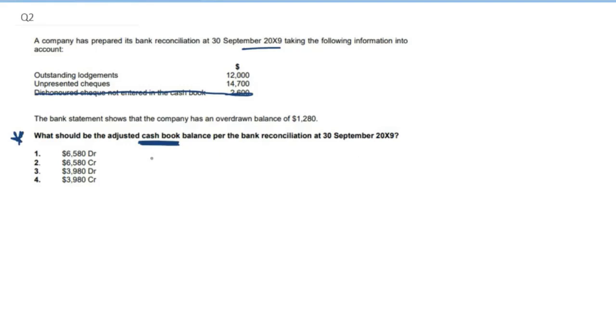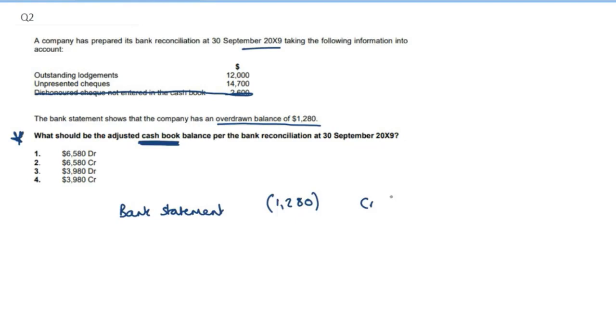So remember, thinking back to that requirement, we're after the adjusted cash book balance per the bank reconciliation. As you'd expect, we're then told about the company having an overdrawn balance of $1,280. Overdrawn balance. Cash at bank would be an asset, a debit balance, but I'm overdrawn. Let me think about this methodically. I'm starting off with the balance per the bank statement, because my ultimate goal is to get to the balance per the cash book. It's overdrawn, so it's a credit balance of $1,280. We're overdrawn, guys.